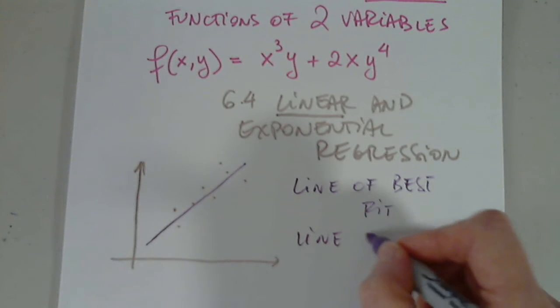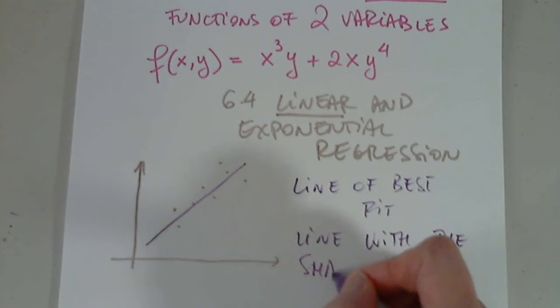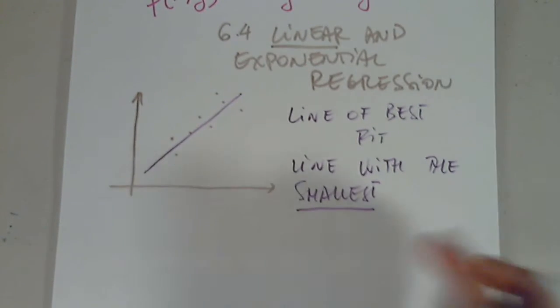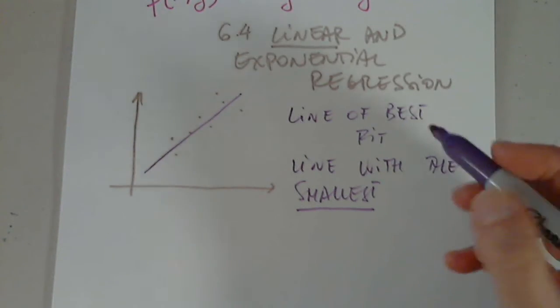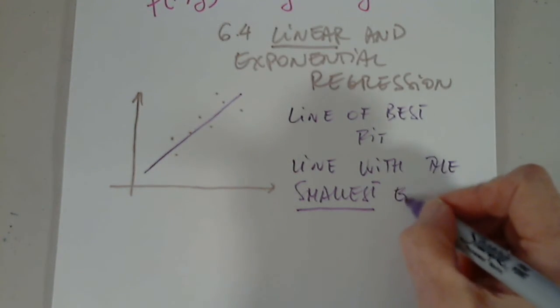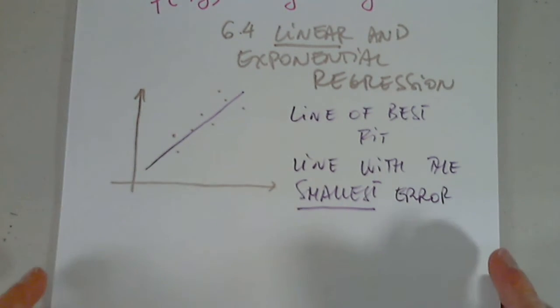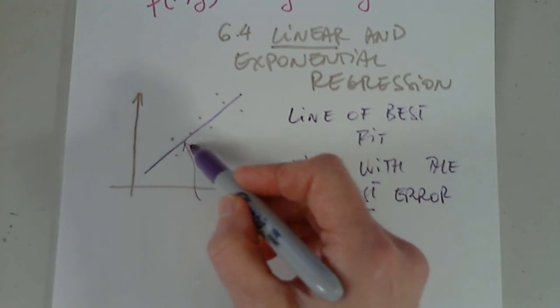Line with the smallest, and that's why calculus comes into play. Smallest, we minimize the error. Line with the smallest error. There is a theory behind it, and it's all based on calculus, how this line is determined.